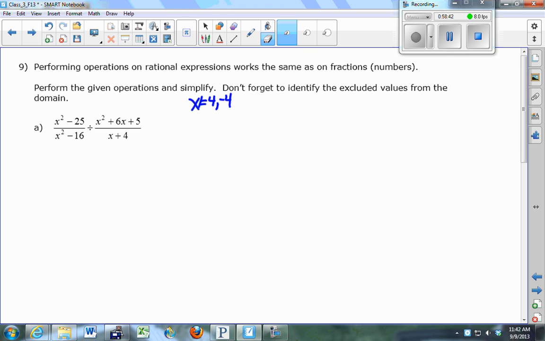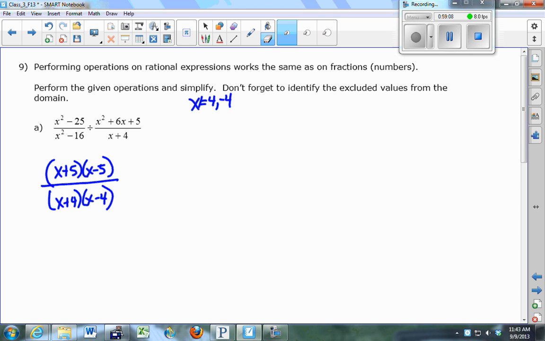Now we're going to actually factor everything. I'm going to factor that first numerator. It's the difference of perfect squares. Those are the ones I like to factor because they're real quick. I take the square root of x squared, x times x, and square root of 25, and I put a plus and minus. And then x plus 4, x minus 4.